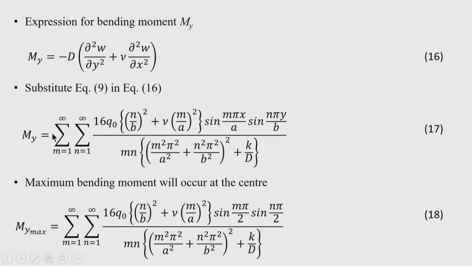So, the expression for My is given like that, where n and m are integers, and again the odd values of integers are taken here for calculating the bending moment. Maximum bending moment will occur at the center, and therefore we get the maximum bending moment in the two directions by putting x equal to a by 2 and y equal to b by 2.